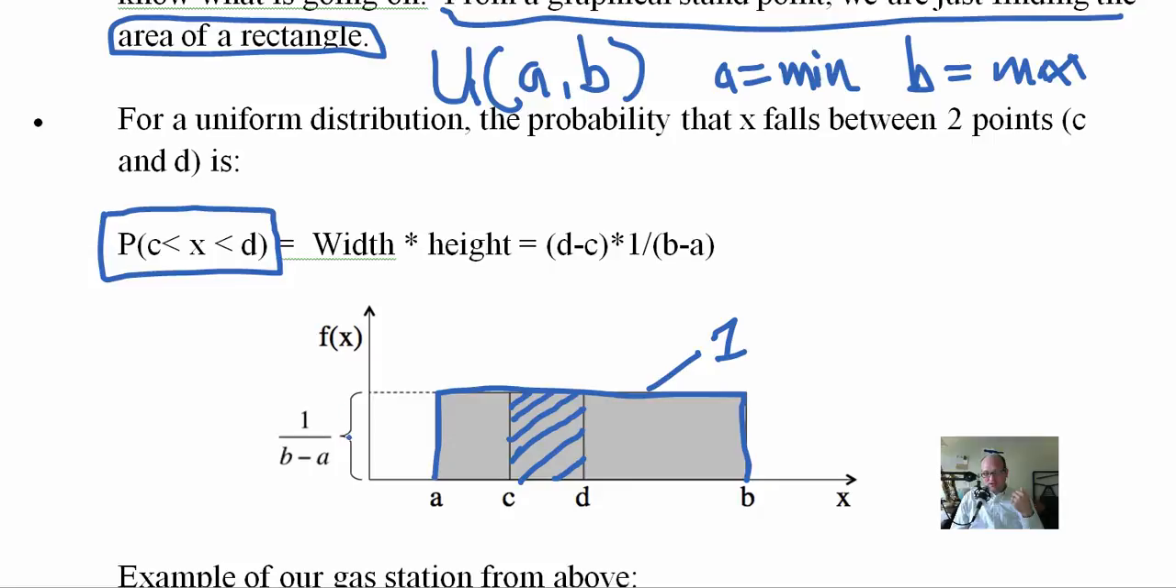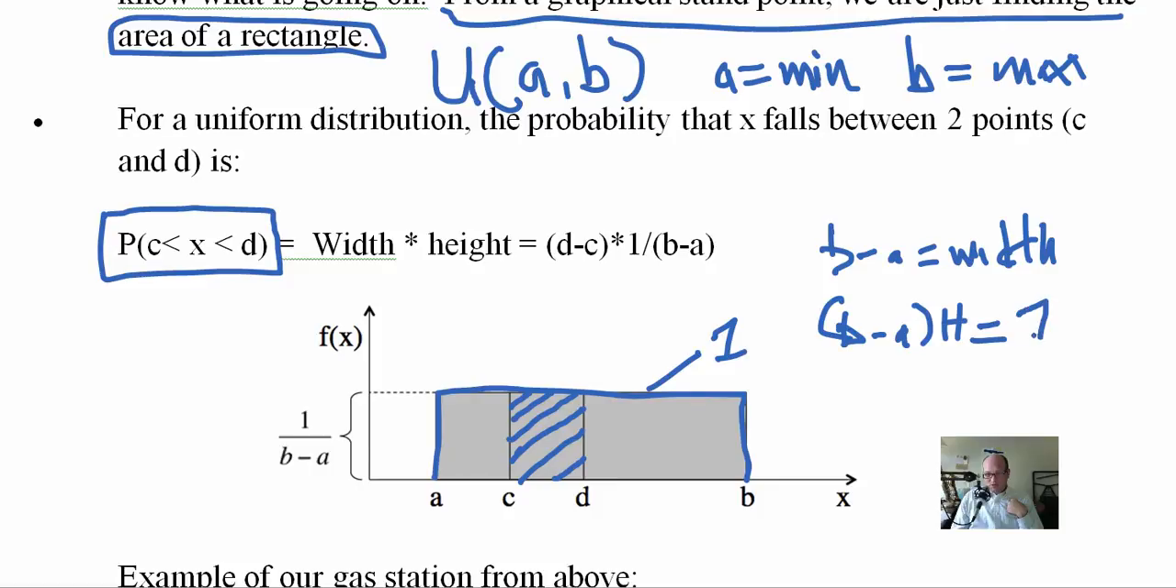In fact, that's how we found the height: 1 divided by B minus A. We forced it to equal 1, right? If B minus A is our width, then B minus A times some height equals 1. All that's really saying is that the area of this box has to equal 1. Remember, we're dealing with probabilities. This f of x is a probability, or a way to think about probabilities. That's why we force it to equal 1.